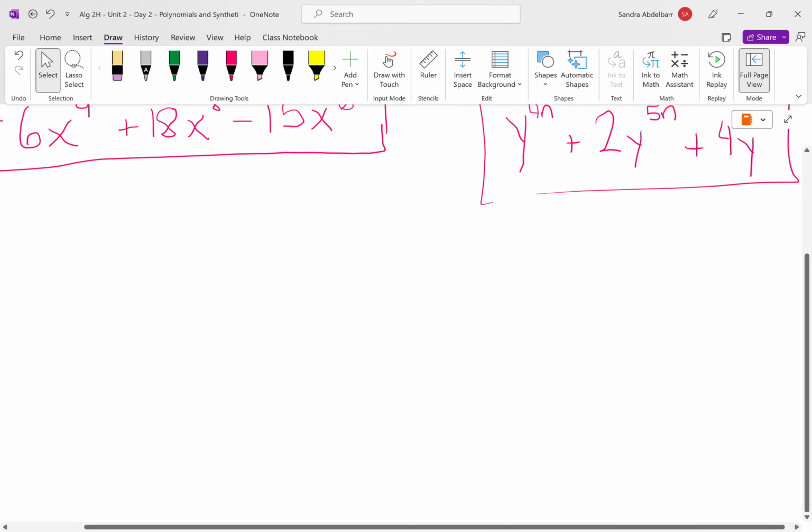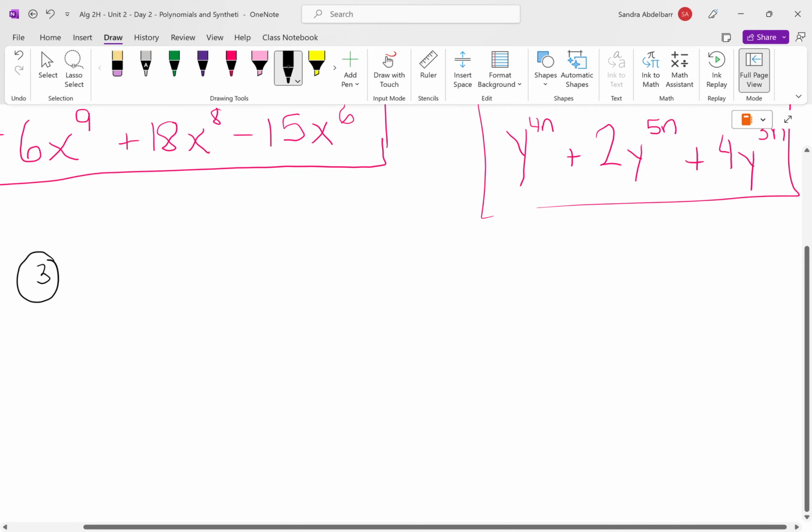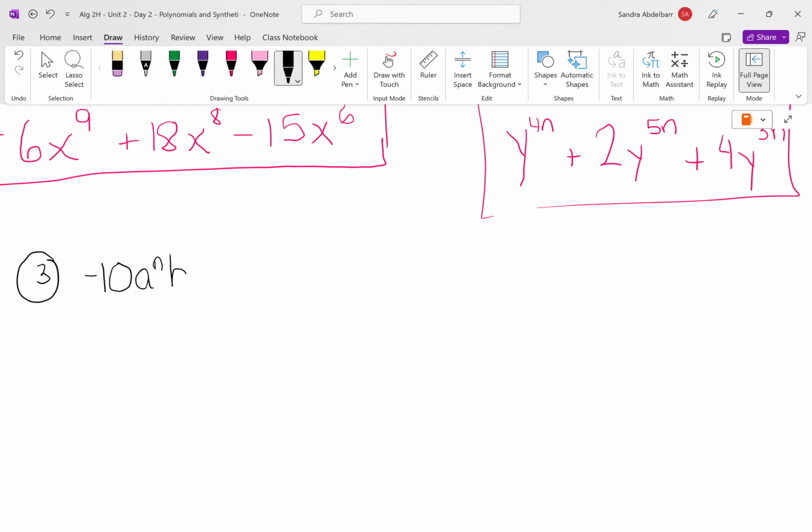All right, you guys do this one. So that's negative 10 a to the n, b to the n, times the quantity of a to the n, b to the n, minus 7ab plus 8. You guys are trying that on your own, and then we will go over it.